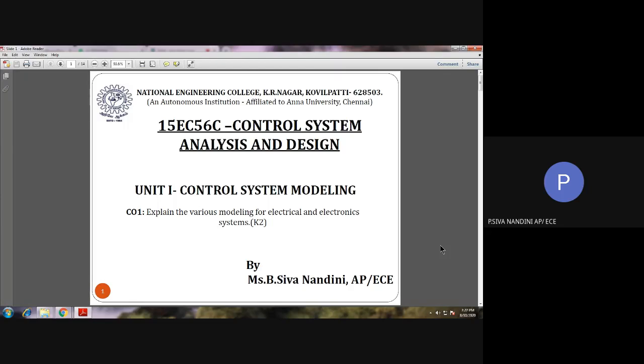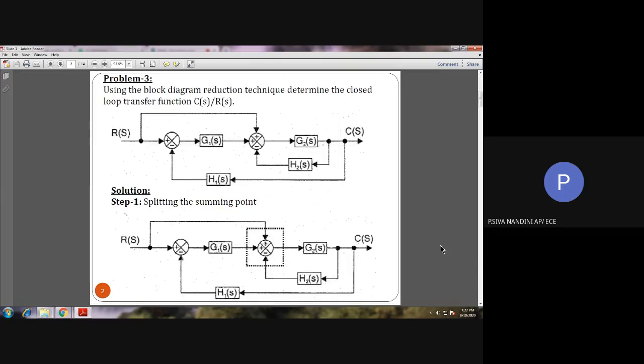Good morning, everyone. Last class we have seen a few problems on block diagram reduction technique. In today's class, we shall continue the problems on block diagram reduction techniques. So we shall see the problem here.